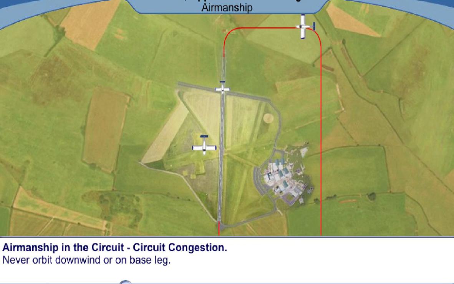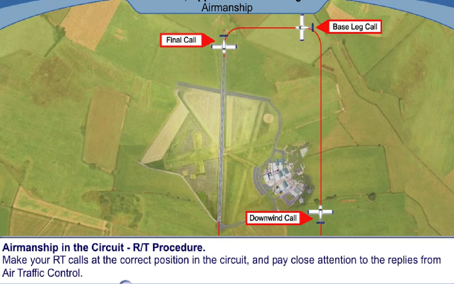As a general rule, never orbit on the downwind or base legs to gain separation, as such action confuses those behind you. Always make your RT calls at the correct position in the circuit. This enables air traffic control and other aircraft to pinpoint where you are in the circuit.